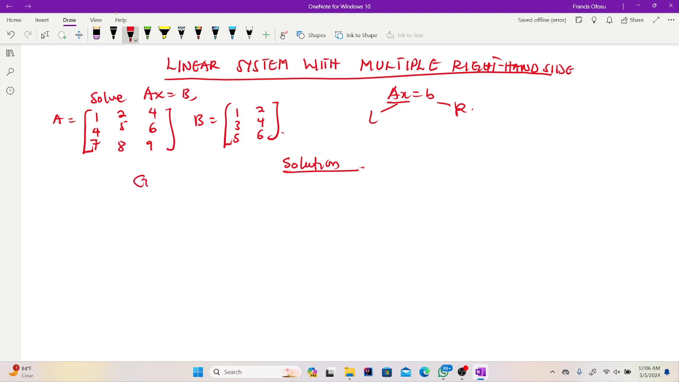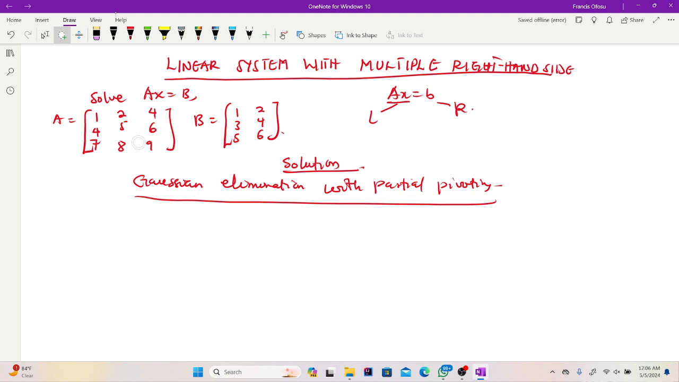Let's use Gaussian elimination with partial pivoting. Whenever you are given a system, you yourself will assess the system to know the best approach. For partial pivoting, what we are saying is that in the first column, the row with the highest leading entry should always go up, and the row with the smaller entry should go down.